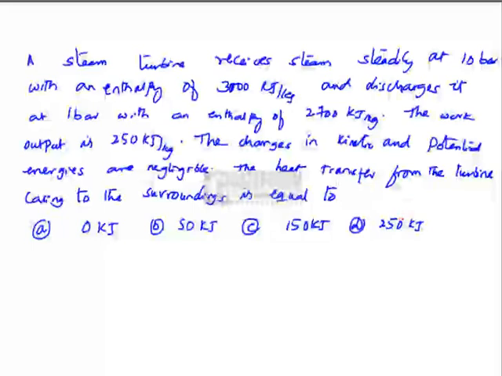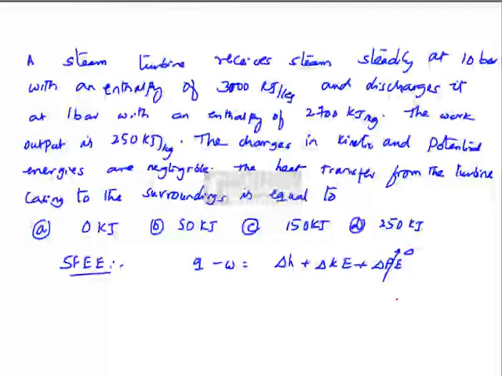The solution to this problem is given from the steady flow energy equation, which is stated as Q minus W is delta H plus delta KE plus delta PE. Because changes in potential energy are negligible, it can be neglected. Because the changes in kinetic energy are neglected, it can be made 0. It is given that work output is 250 kilojoules. That is, W is equal to plus 250 kilojoule per kg.